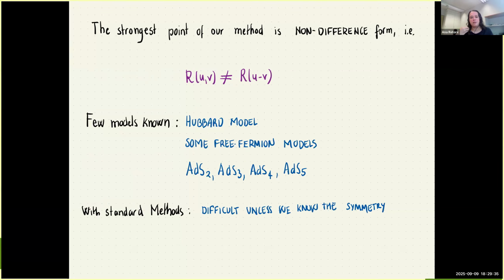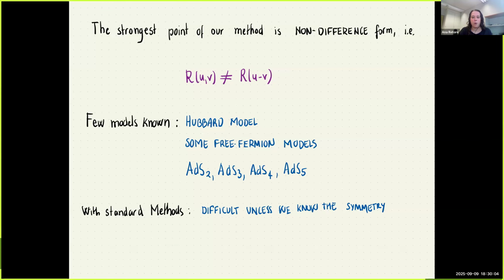At the same time, these are non-difference form models. The ones we know are very interesting, like the Hubbard model. There are some free fermion models. Models in the context of AdS/CFT are of this type, but they're very hard to find unless you are using some quantum groups to find them. That was what was done in this case, for example. Brute force or trying to solve Yang-Baxter directly is usually quite hard, but our method can do that.